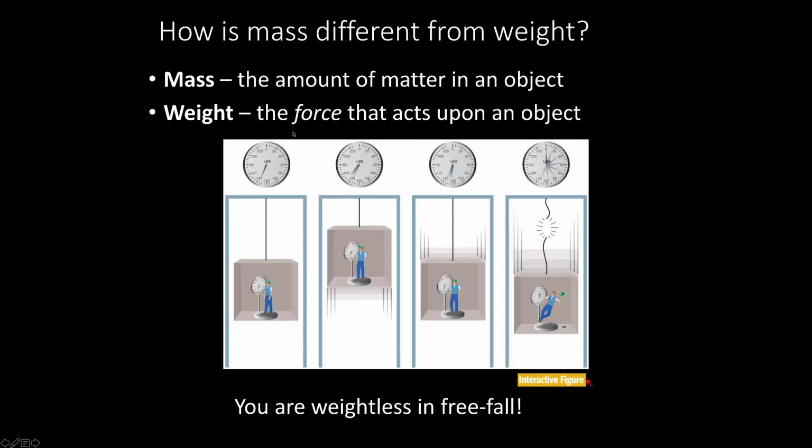All right, so we're talking about motion, and we should talk about how mass is different from weight. You probably know this already, but mass is the amount of matter in an object, while weight is the force that acts upon that object. So for instance, if you were standing in an elevator that's just sitting there, hasn't started moving yet, then let's say this little guy here weighs 140 pounds.